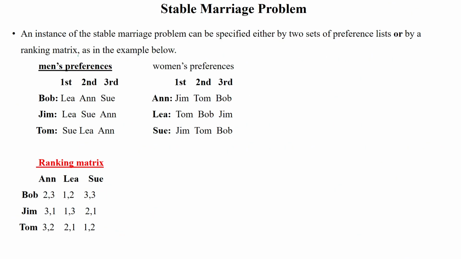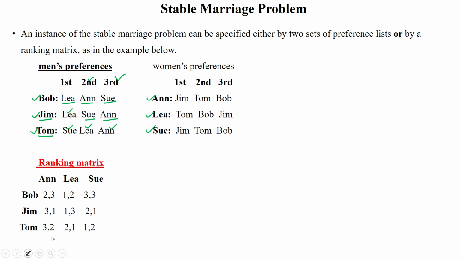Okay, so based upon this, the given problem has three men, Bob, Jim and Tom. Here they have three women, Anne, Leah and Shu, right? Bob's first preference, based upon the discussed criteria, is Leah, Anne is his second preference, Shu is his third preference. For Jim, Leah is first preference, Shu is second preference, Anne is third preference. For Tom, Shu is first preference, Leah is second preference, Anne is third preference.